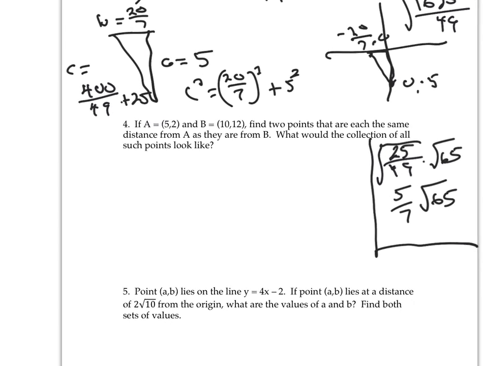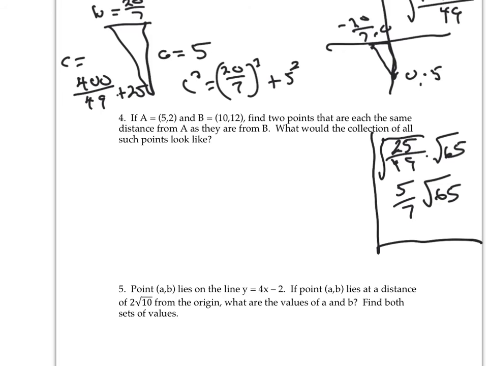Okay, number 4. If A and B have those coordinates as given, find 2 points that are each the same distance from A as from B. What would the collection of all such points look like? So again, let's make a quick sketch here. We have the point (5, 2), so maybe that would be here, and then (10, 12), maybe that would be here. All the points that are equidistant from these two fall on the perpendicular bisector of the segment that connects them.